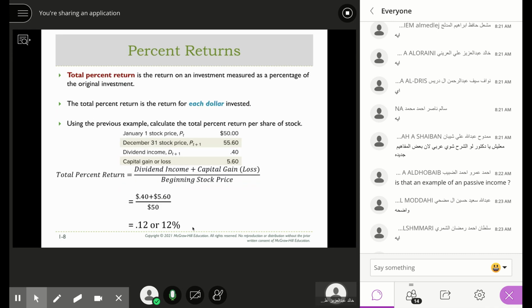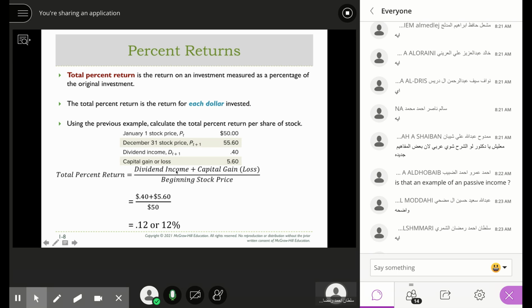Another way to express this is in percentage. So what we did is we expressed this based on the total investment. However, let's say that we would like to know the total percent return on each dollar or Saudi riyal invested. So we repeat the same numbers. We say that it's the dividend income plus the capital gain.